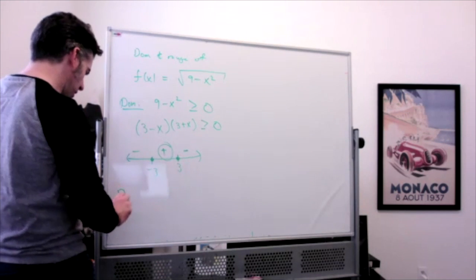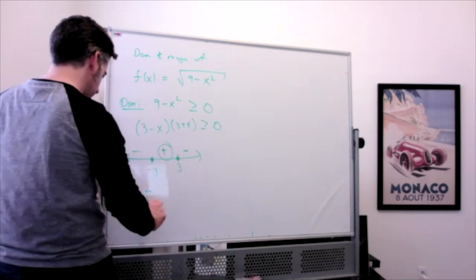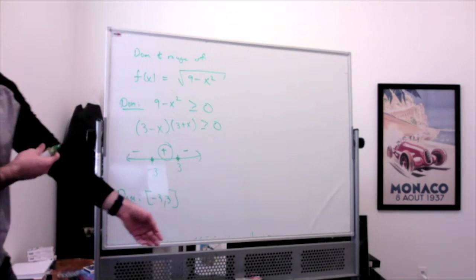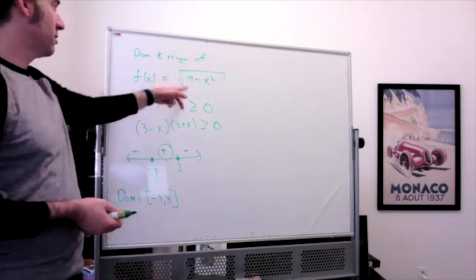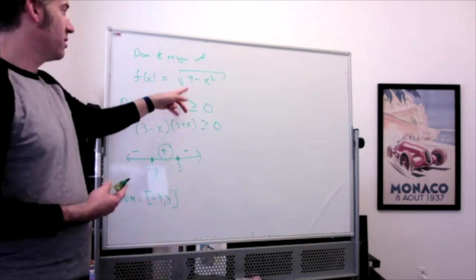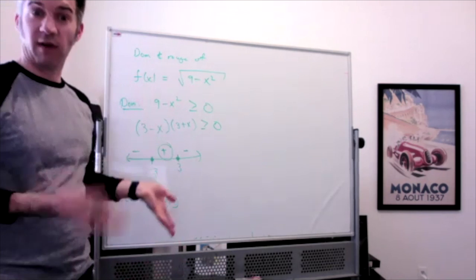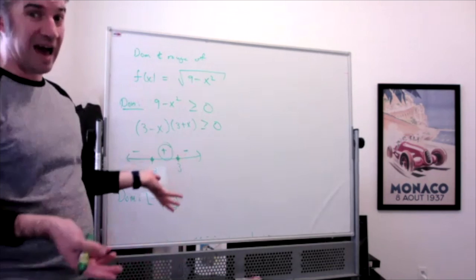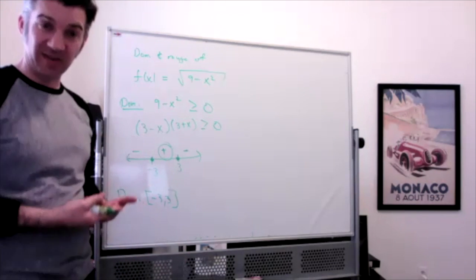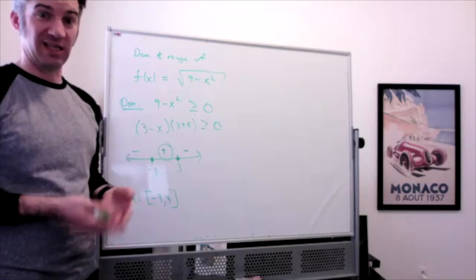So my domain here is negative 3 to 3. Anything between negative 3 and 3 is fine, right? If you plug in 3, 9 minus 9 is 0, square root of 0 is fine. If you plug in negative 2, 9 minus 4 is 5, square root of 5 is fine. But if you plug in something like 5, 9 minus 5 squared is 9 minus 25, which is negative 16, and the square root of negative 16 is imaginary.